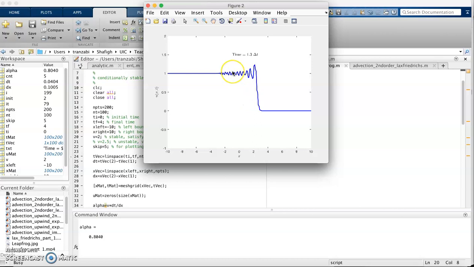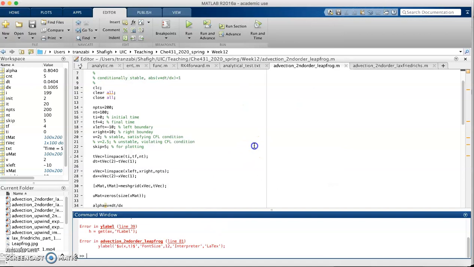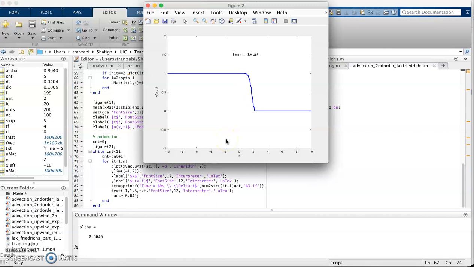Alright, so let me stop this and then go back to Lax-Friedrichs. So let's look at that again. So here's Lax-Friedrichs, and you see that I got diffusion. So initially you start from a step function, but now it's not a step. This line is slanted a little bit, because things are diffusing. Because again, we have numerical diffusion. Remember, we are just solving the advection equation. There was no physical diffusion, but there is numerical diffusion, which makes this thing diffuse a bit to the right. So it's not going to be a right angle anymore. Okay, so this is alpha less than 1.